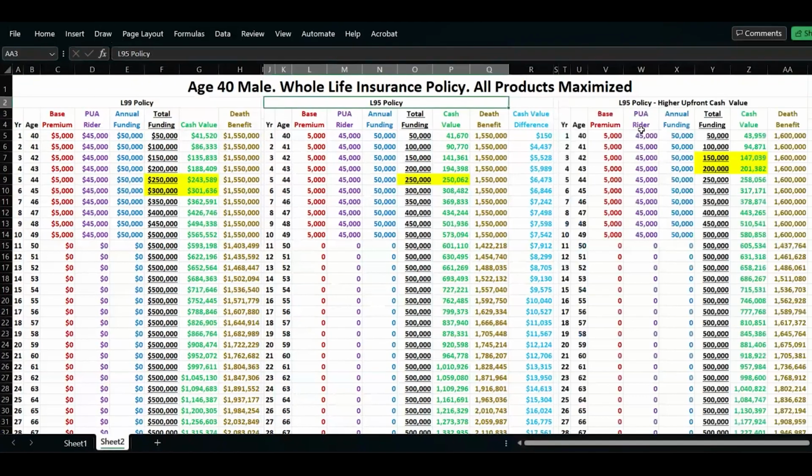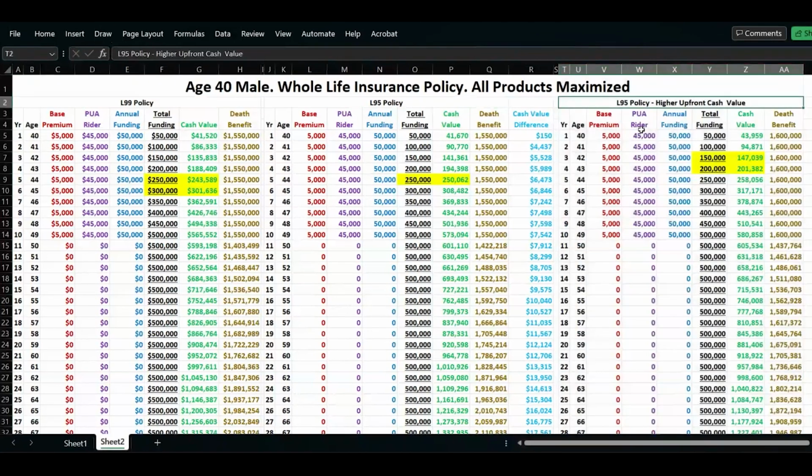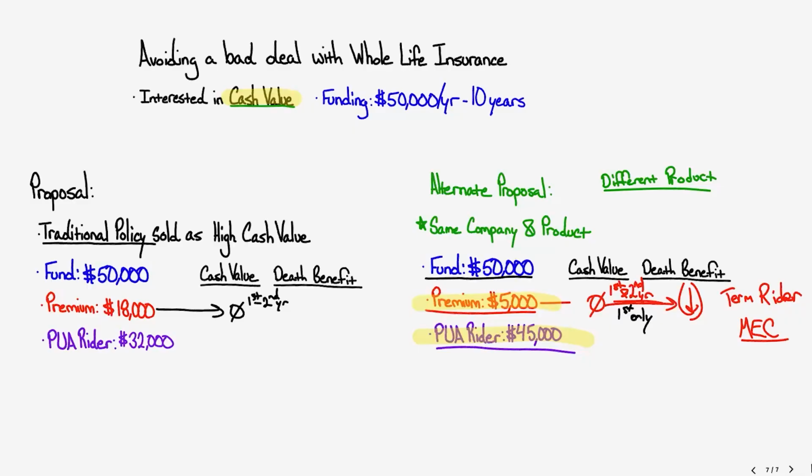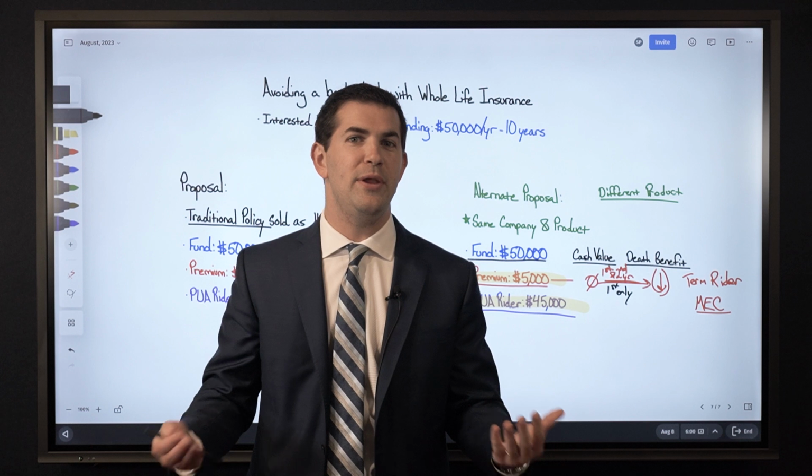There's even another version, not to show too many options, but here's a nice option that gives individuals more cash value up front for those that are interested in that. This also has stronger guaranteed values if we're very, very conservative and we want to see the strongest guarantees possible. But in order to avoid getting a bad deal, what's the most important thing? Well, what I would say in terms of importance, the first thing would be awareness.